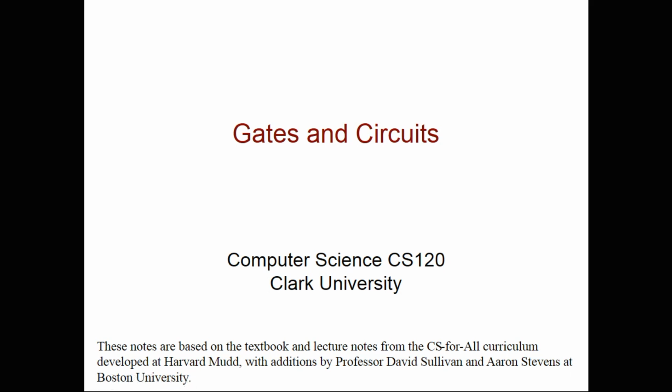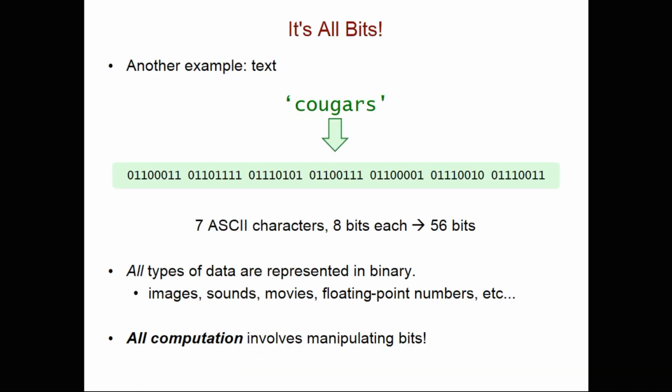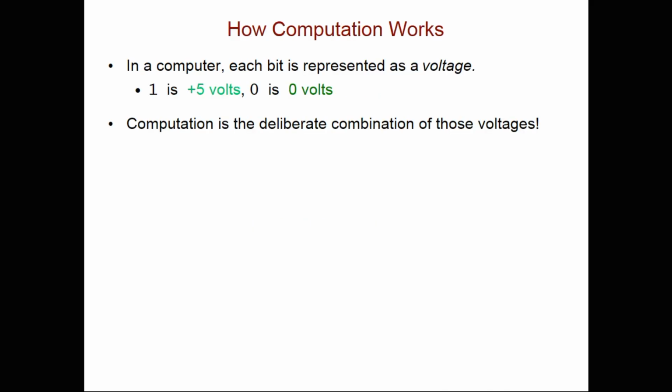In this video we are talking about gates and circuits. We all know that all kinds of data like images, sounds, and movies are converted and stored as binary values or bits. It means that all computations involve changing and manipulating these bits. At the hardware level, each bit is represented as a voltage, and 1 is represented as a plus 5 voltage, and 0 is represented by 0 voltage.